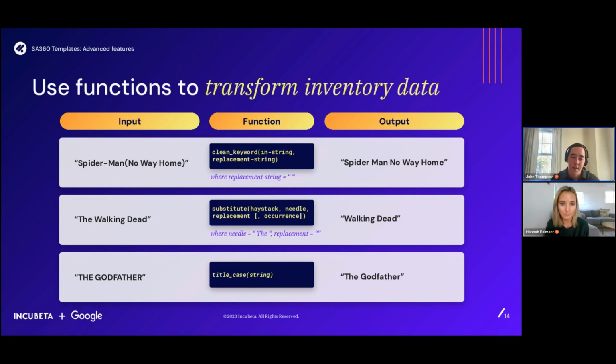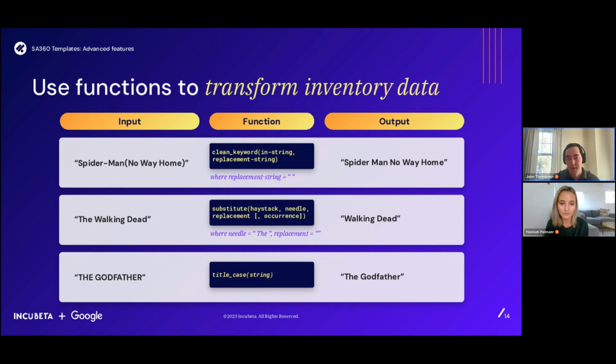So here we have the first one, Spider-Man No Way Home. The function here would just be, let's clean that up a bit, because that's not really ready for ad copy or keywords. So we can use the function clean keyword. Clean keyword is a unique one where the system actually finds any characters that are not supported by Google and then replaces them. So we're going to replace all the unsupported characters with a space. You can see here where replacement string equals space. The quotes indicate open text. So clean keyword in string would just be the header or the value. Replacement string would be the replacement. So now you can see it changes. It gets rid of all the unsupported characters.